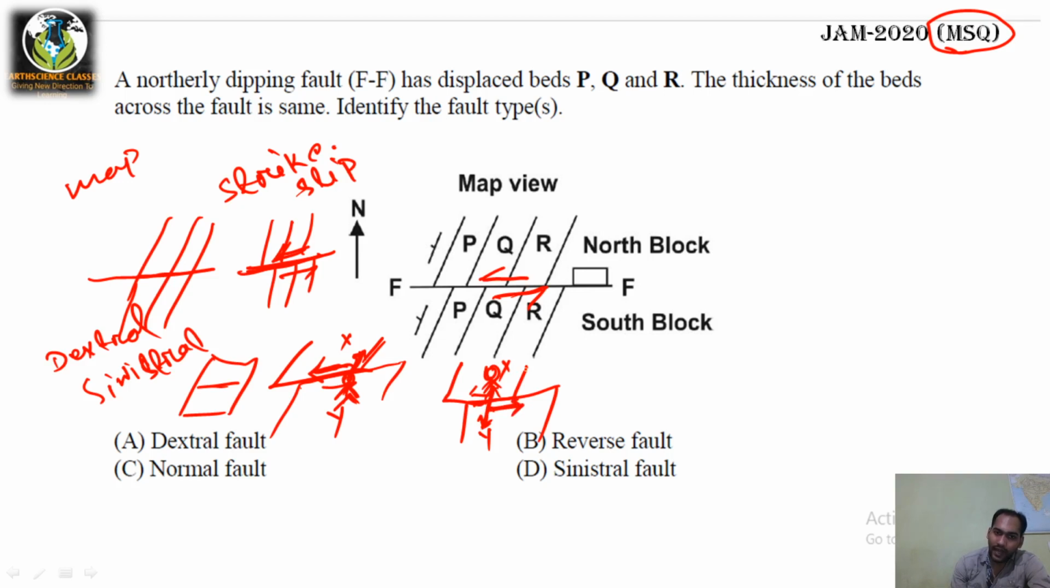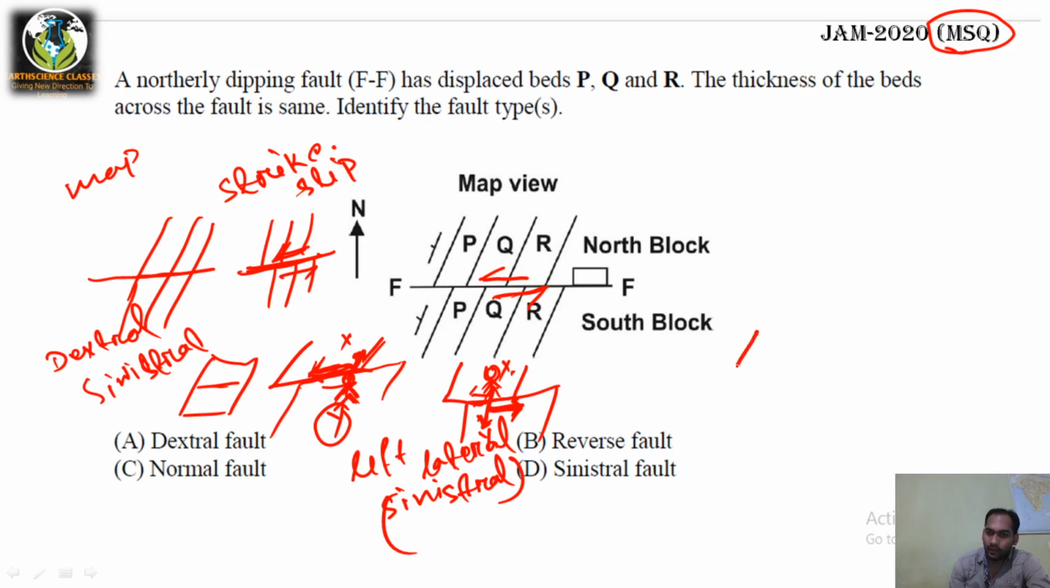Stand on a block and look at the opposite block. Here I am at Y and looking at X. The block is moving left. Here also I have stood at X and looked at Y. Y is moving towards the left. Same diagram, right? So it is left lateral, or sinistral fault.